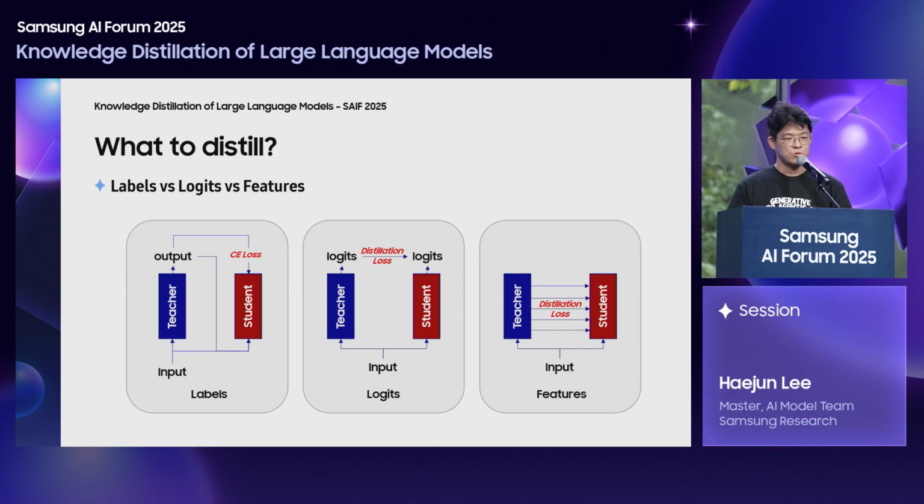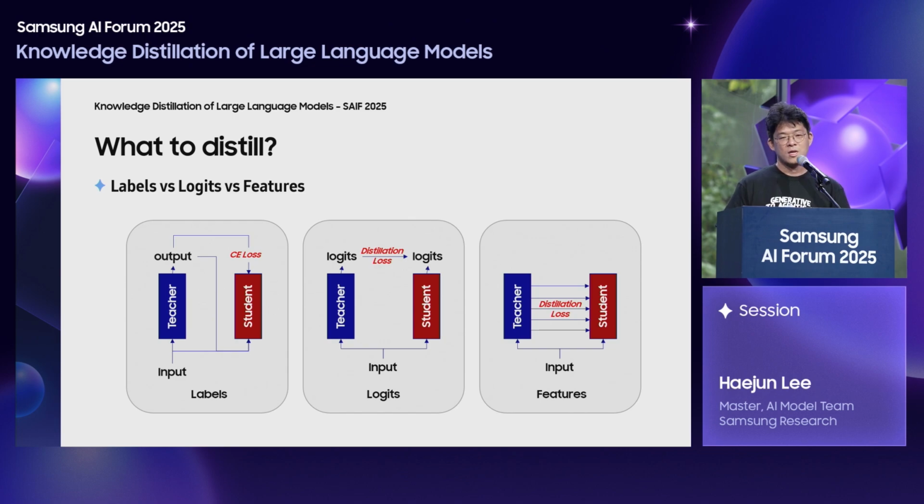So the technologies that match these 3 areas would be label distillation, logit distillation, and feature distillation. So let me take a look at the label first. That is generating the teacher model output and using that for training. Second, logit, it is to distill probability distribution at the token level.